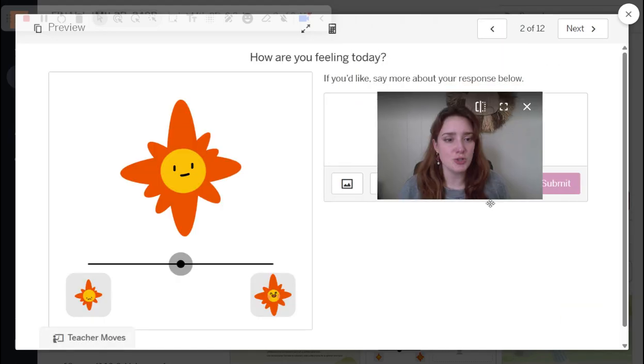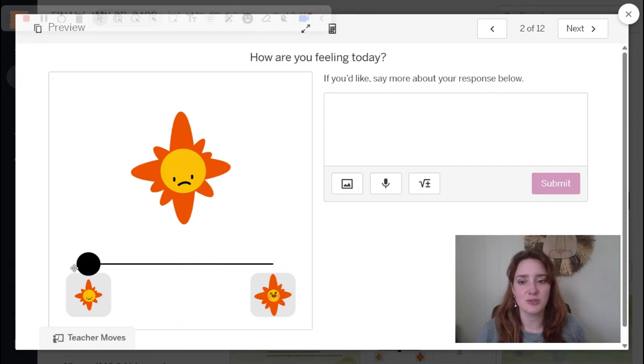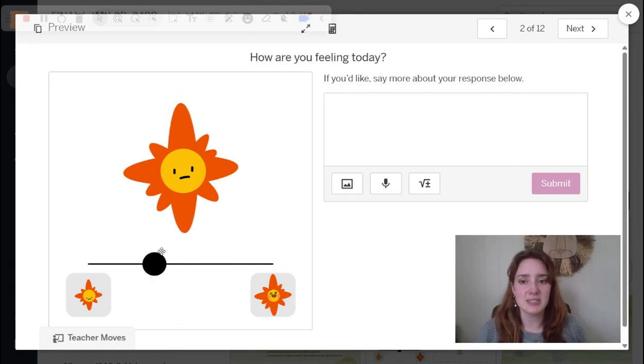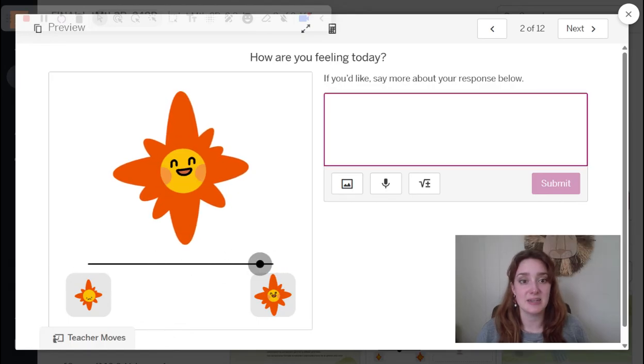On slide 2, I've got a little check-in. You can drag the icon to let me know how you're feeling today. And if you'd like to say more, you can type in the space below.